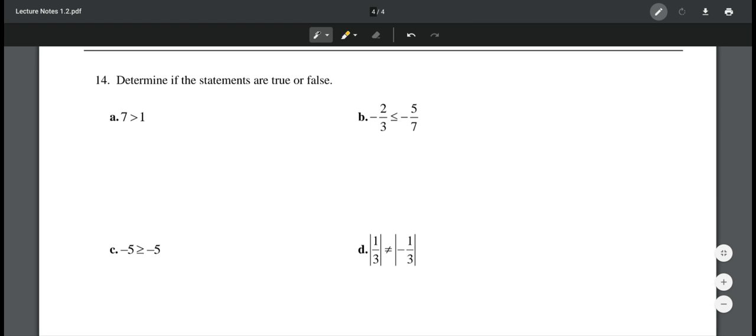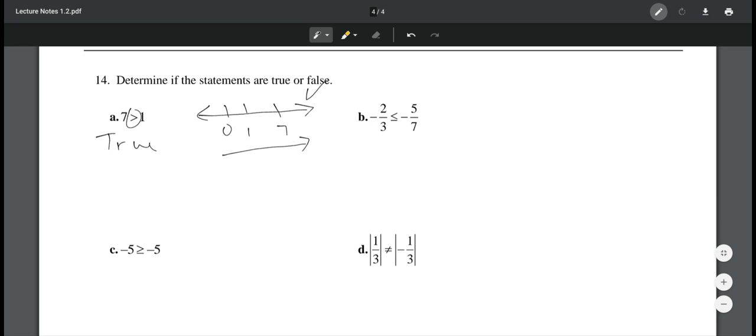This says 7 is greater than 1. This is true. Now, if you think about a number line, that symbol is here. When you compare 1 to the location of 7, as you move this way, the numbers get bigger. When you move to the right on a number line, the numbers get larger.